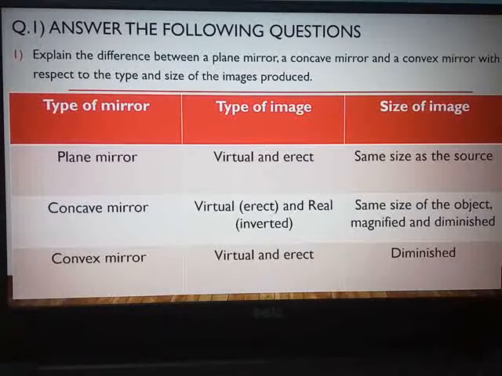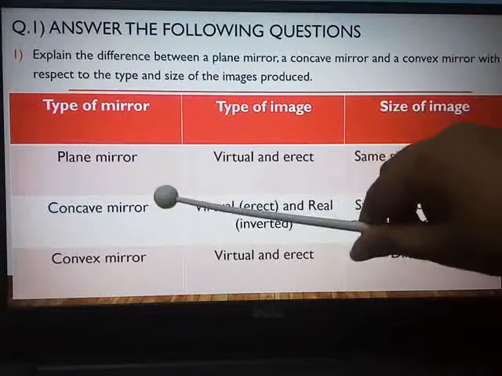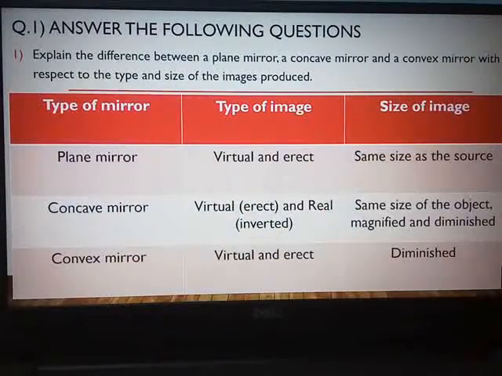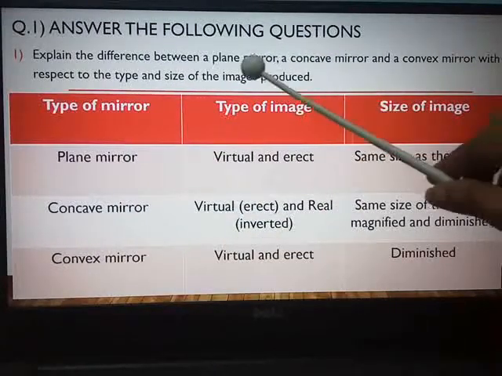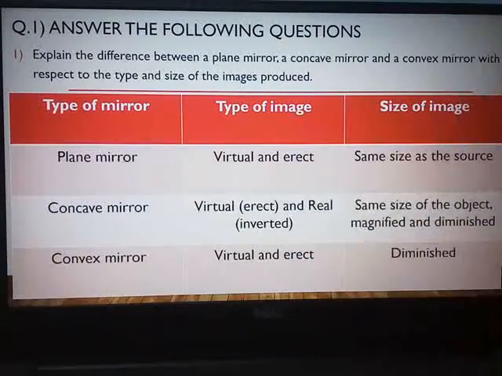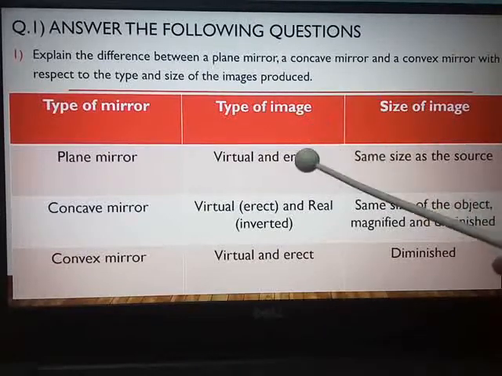So I have computed the data in the form of a table. It depends on you how you are going to answer it. In the first column I have mentioned the type of mirror. So we know all the three mirrors: plane mirror, concave mirror, convex mirror. Those who want, you can write it in the tabular form. Now, type of image formed.